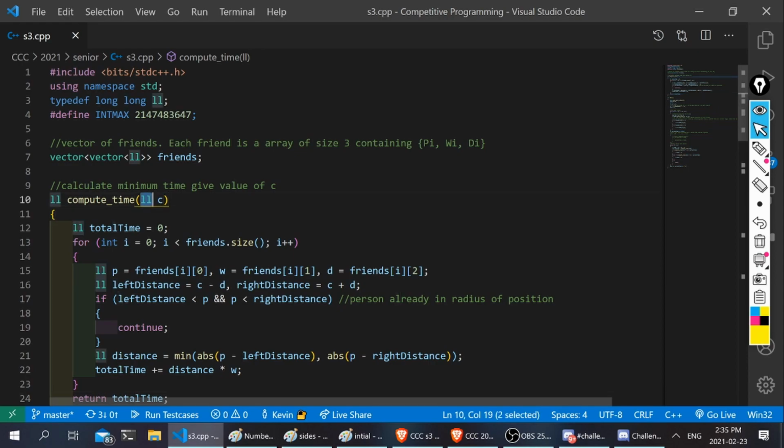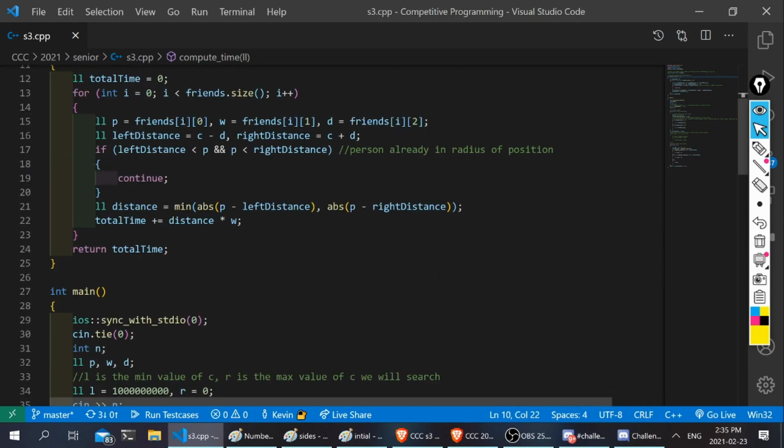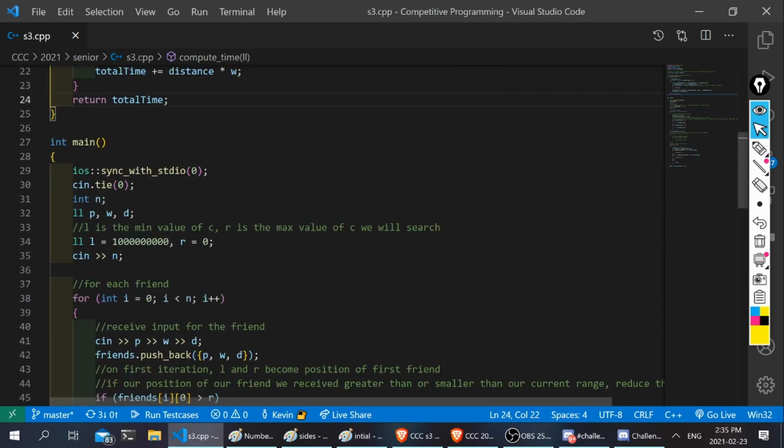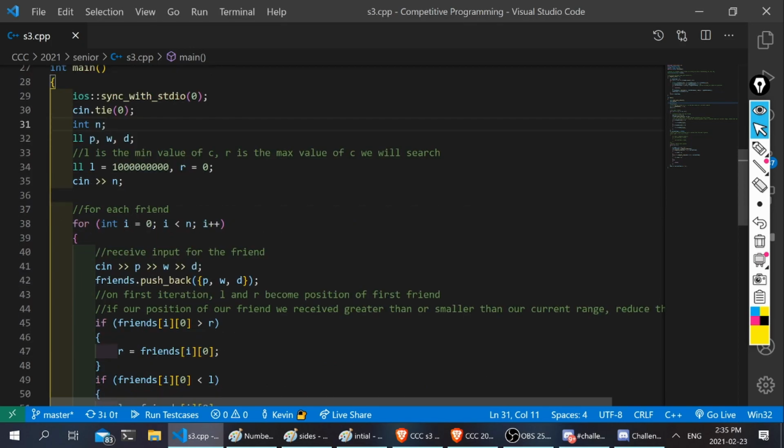You can see here I used long long because c is going to be a very large number. I use a lot of long longs. And then here's our main code. ios::sync_with_stdio and cin.tie(0) — Kegan didn't go over this, but I believe these are just for optimizing your input and output. Then I define my integer n, the long longs p, w, d, and the reason I have the left and the right here is for binary search. Left is our minimum value of c, and r is our maximum value of c.